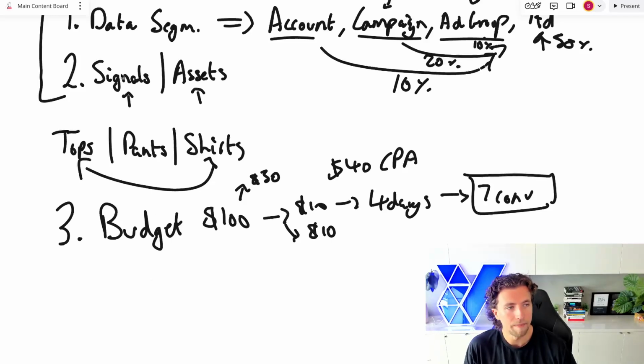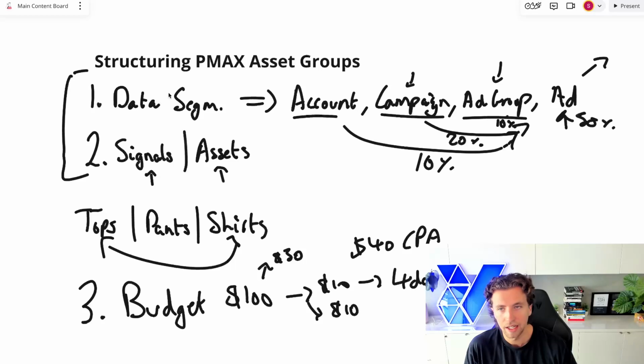And so just to recap, the three big underlying principles that you need to take into consideration is, number one, data segmentation within the account structure. Do you have enough data? AKA, do you have enough budget to support hyper-segmentation? General answer is no. Find somewhere in the middle.